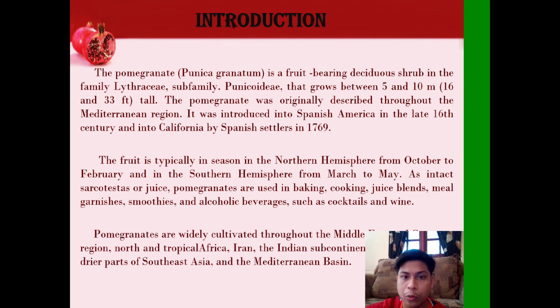The pomegranate, Punica granatum, is a fruit-bearing deciduous shrub in the family Lythraceae. As food, the sarcotestas or juice of pomegranate are used in baking, cooking, juice blends, meal garnishes, smoothies, and alcoholic beverages such as cocktails and wine. Pomegranates are widely cultivated in the Middle East region, North and tropical Africa, Iran, and more.